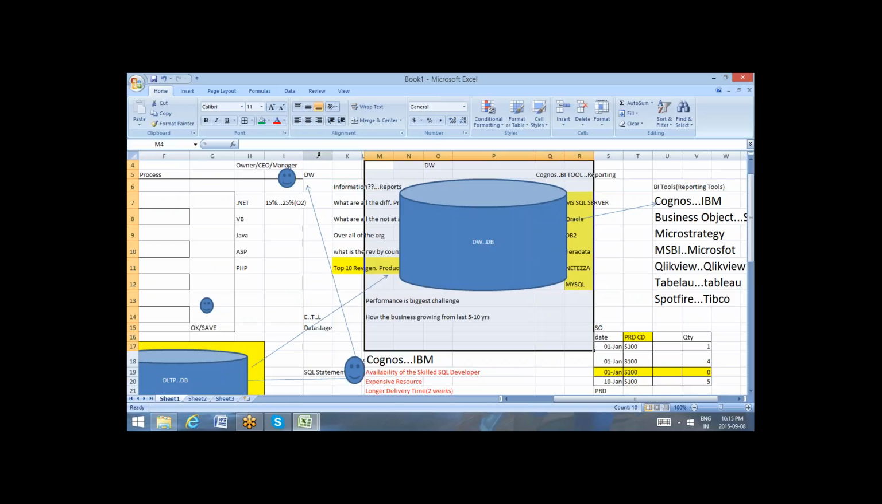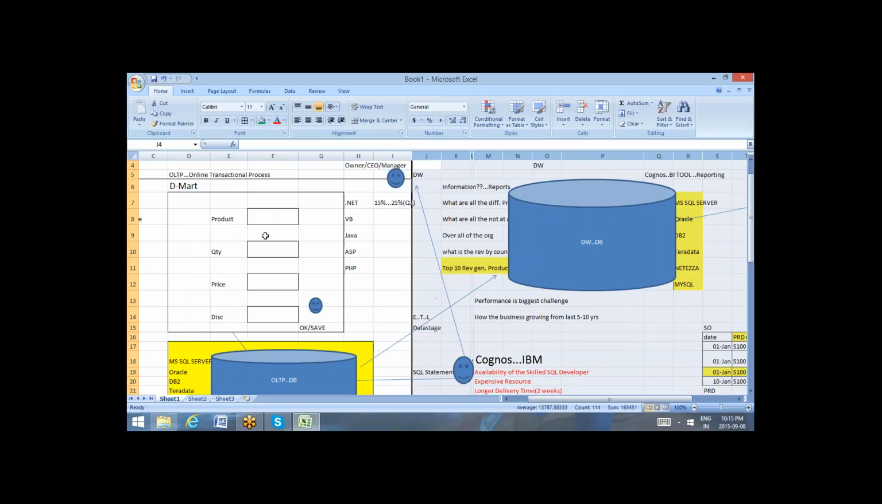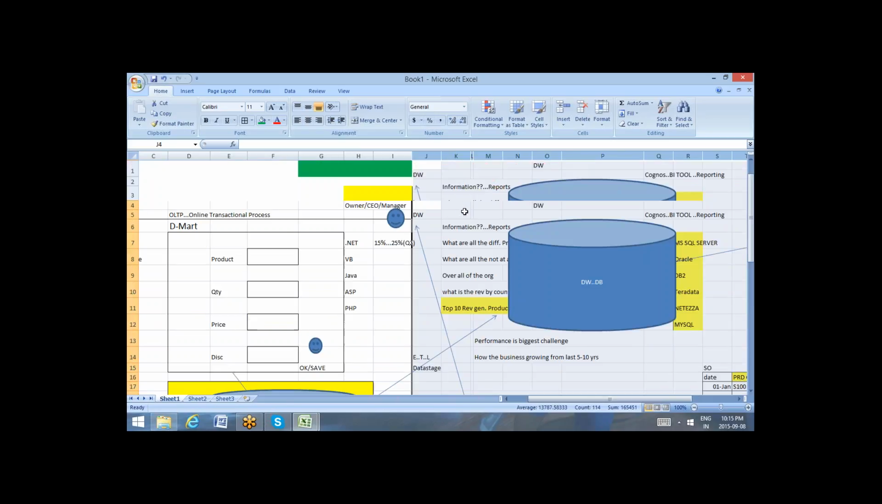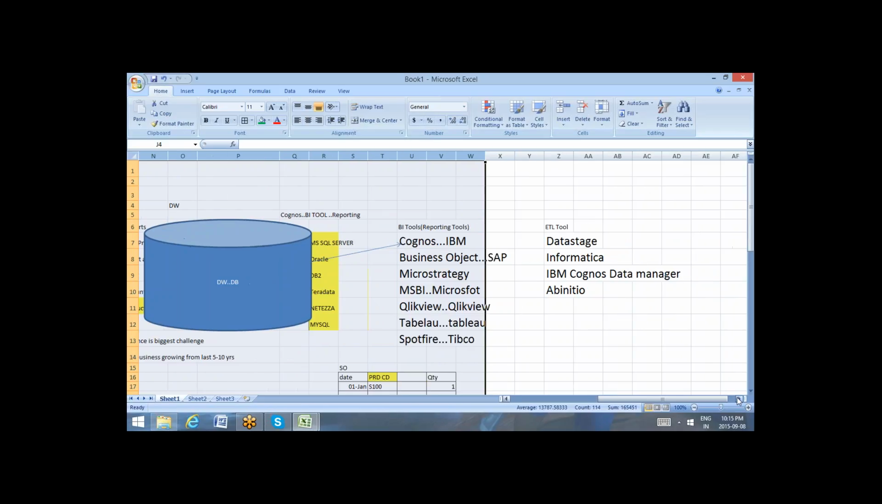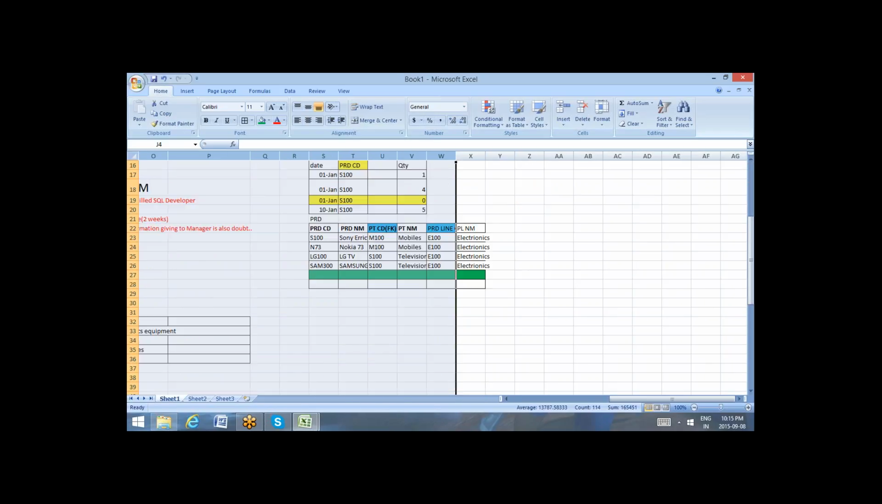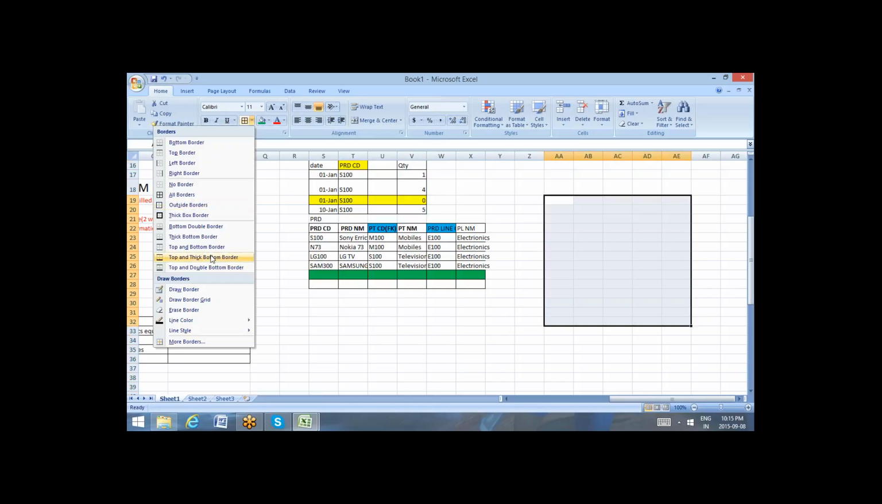That means this environment may not exist in an organization that has a simple business like this. So in order to build this kind of environment, you need to execute a project. You need to give a project to some vendor, maybe TCS, Wipro, or Infosys, whichever. So that's how data warehouse projects come into the picture.